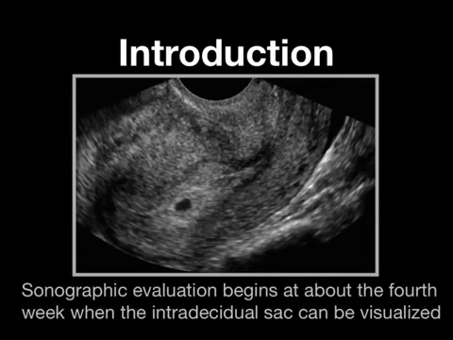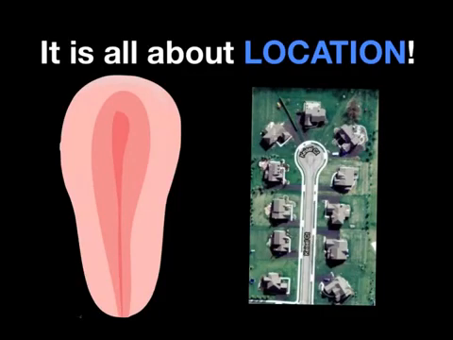Let's now look at the normal intrauterine pregnancy. Sonographic evaluation will begin at about the 4th week when the intradecidual sac can be first visualized. It's important to recognize, however, that until you see a yolk sac or an embryo, you cannot definitively diagnose an intrauterine pregnancy. Just like in real estate, it's all about location, location, location.